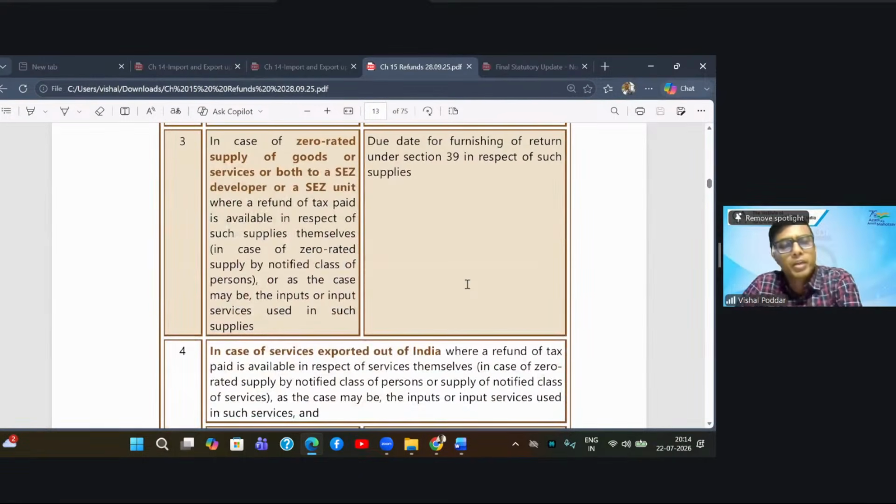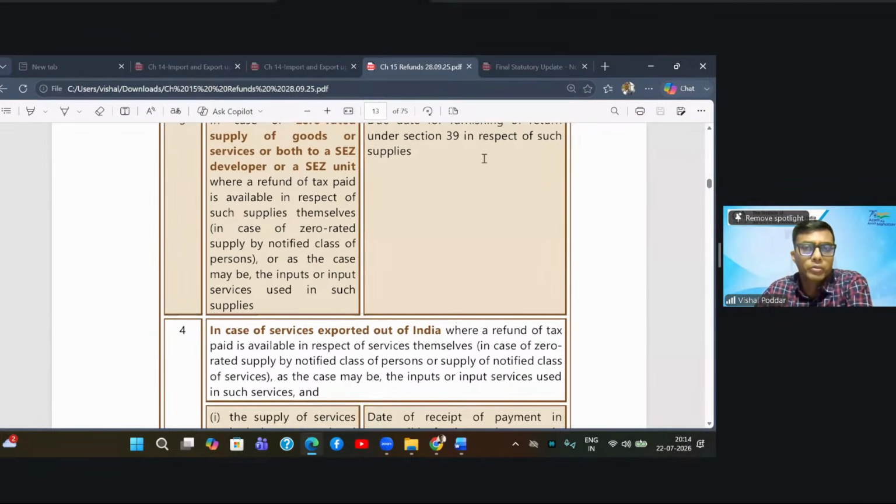Then comes the third case, that is where, in case of zero rated supplies, either of goods or services to SEZ or developer, where refund of tax is available in respect of such supplies themselves, it will be the date of filing of such return. So the date of your 3B return will be the relevant date for counting 2 years.